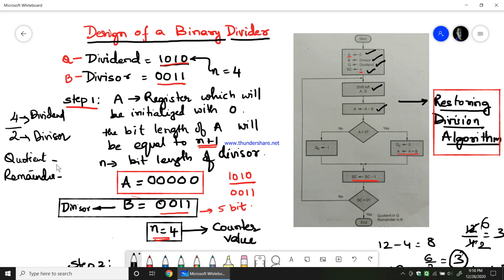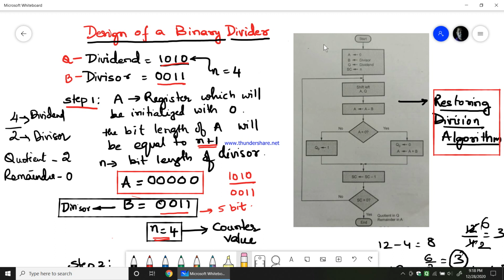So when I divide 4 by 2, we all know that the quotient is 2, whereas the remainder is 0. This is a normal division of decimal numbers. But here we are trying to divide two binary numbers. Therefore, we need to define some algorithm so that we can do bit division. A binary divider is a bit divider. The algorithm we use in this binary divider is the restoring division algorithm.